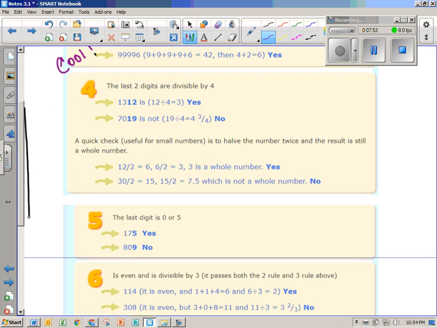The rule for 4, this one seems to be one that, for some reason, okay, I'm trying to erase, my gosh. Please don't laugh at me. Okay, let's get back together.